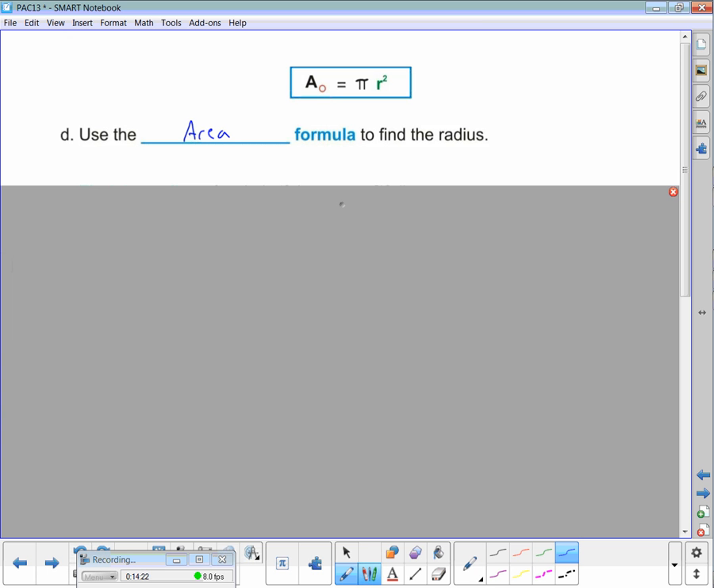Which, by the way, once you know the radius, could you then figure out the diameter? Just double the radius, right? So you could even find the diameter. Hey, how about this? Once you know the radius, could you find the circumference? 2 pi r, right? So if you know the area, you can find not only the radius, but the diameter and the circumference. They all relate through the radius.